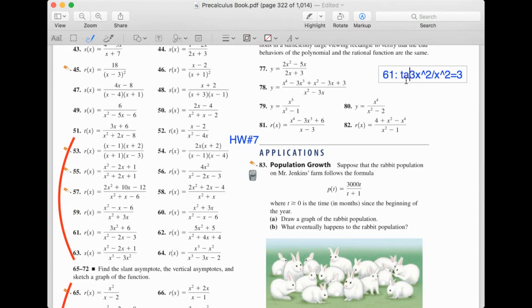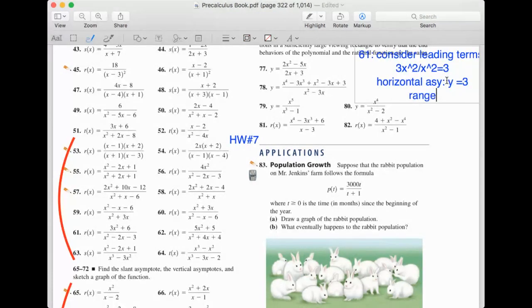We take the leading term. Consider the leading terms in the numerator and in the denominator, right? In the numerator is 3x squared. In the denominator is x squared. 3x squared divided by x squared equals 3. So how do we represent this as a range? We know this is a horizontal asymptote, right? The horizontal asymptote we write as y equals 3.